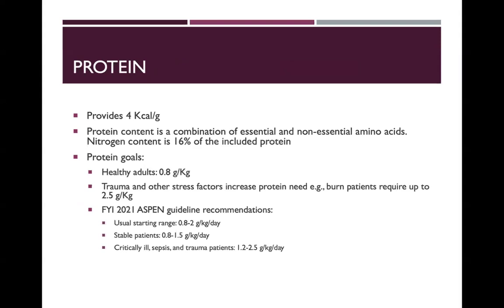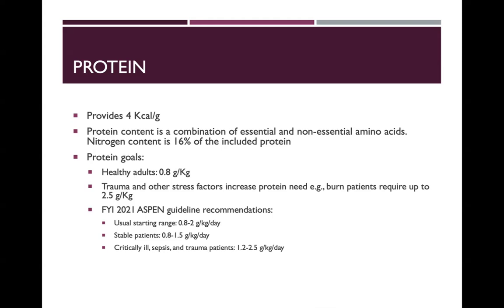The protein typically is a combination of essential and non-essential amino acids. If you do recall, essential amino acids are amino acids that your body cannot make, so you have to take them from an outside source. Non-essential ones your body typically makes, but it's still helpful to get them from an outside source as well. So it's a combination of both.